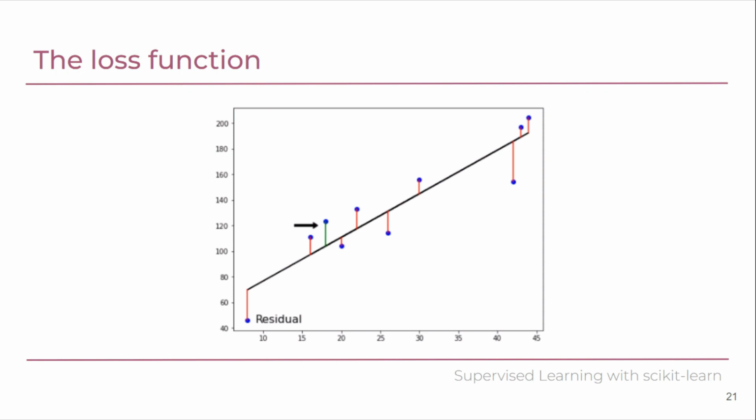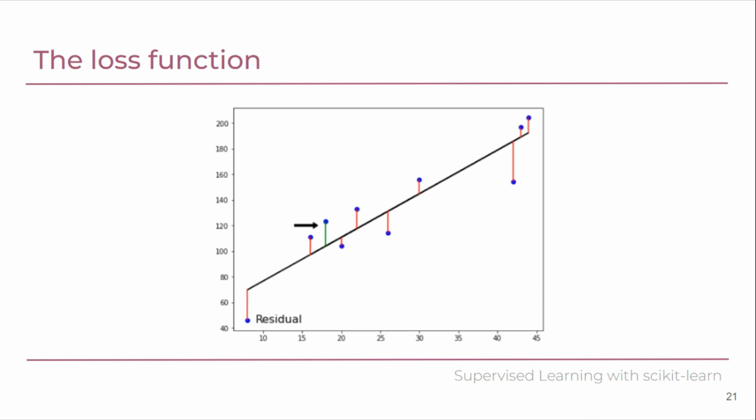Let's visualize a loss function using this scatter plot. We want the line to be as close to the observations as possible. Therefore, we want to minimize the vertical distance between the fit and the data. So for each observation, we calculate the vertical distance between it and the line. This distance is called a residual.